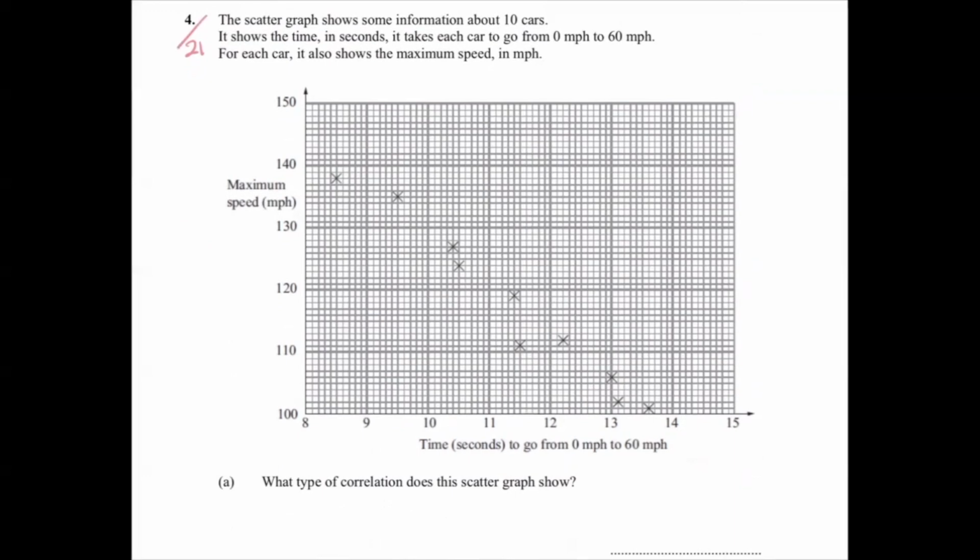Okay, a crossover scatter graph question. What type of correlation does it show? Well, this is a nice, simple question for 1 mark. The points are all going in a downward direction, which means it's negative.